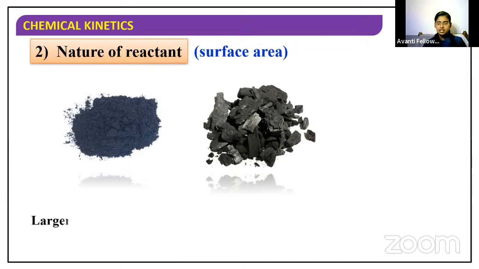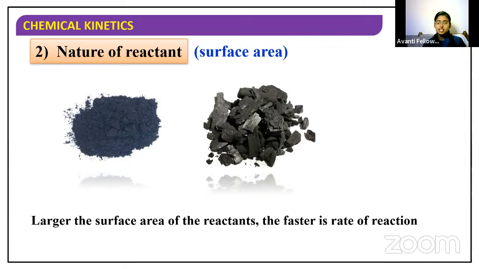Larger the surface area of the reactant, faster is the rate of the reaction. If you take a powder, you will have only very small particles. But if you take a solid block, the surface area for that block will be more, no? Don't get confused with this. If the surface area is more, then the reaction will occur very fast. So rate is directly proportional to the surface area. This is the point you are getting from this.